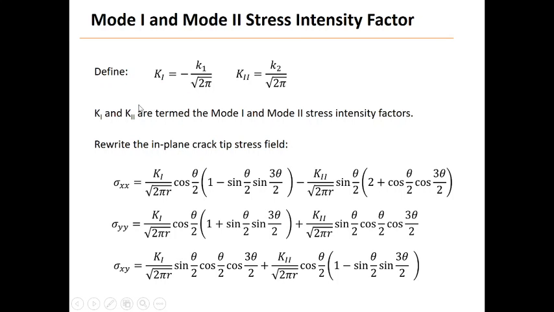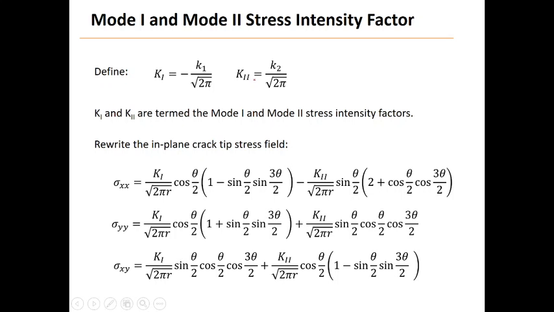Now similarly, we define K2, big K subscript 2, corresponding to K2 square root 2 pi, and what it signifies is that now the constant corresponds to mode 2, right? In mode 2 fracture, K1 is 0. Okay, so in the expression, only the one with K2 remains.